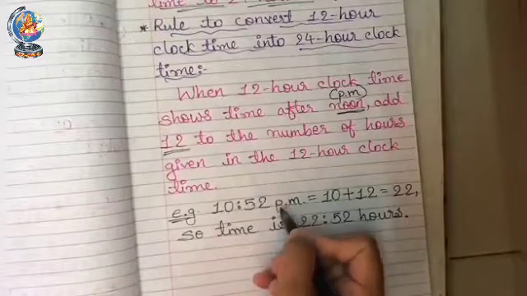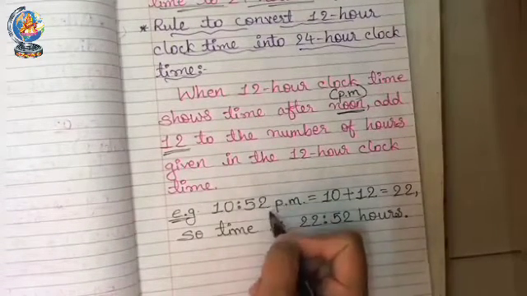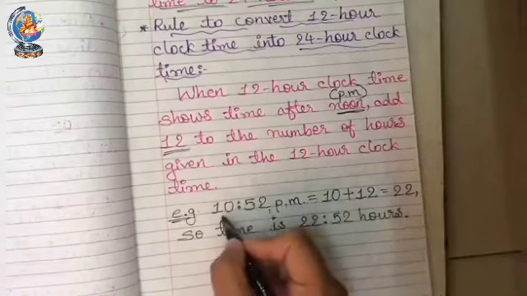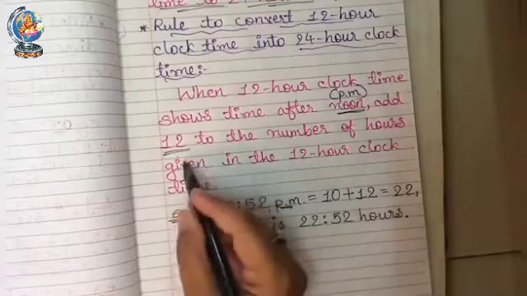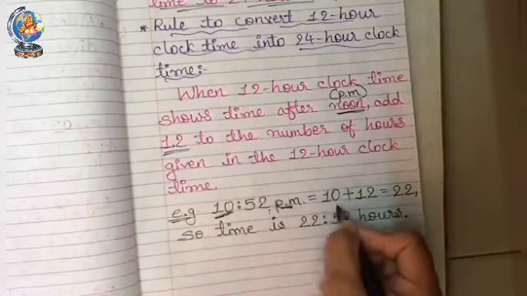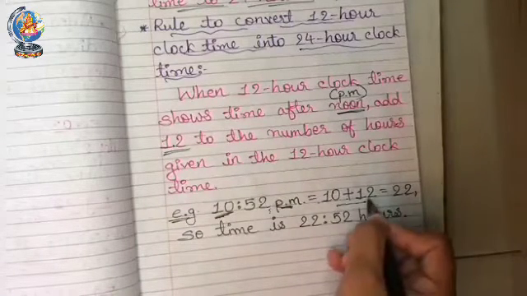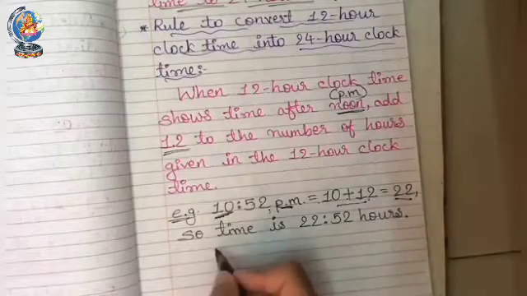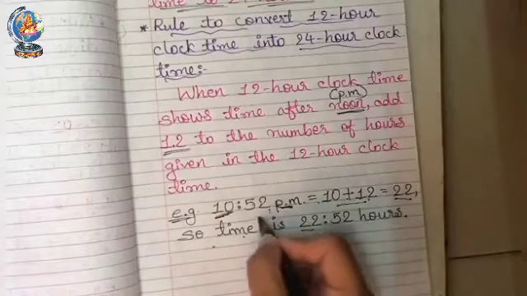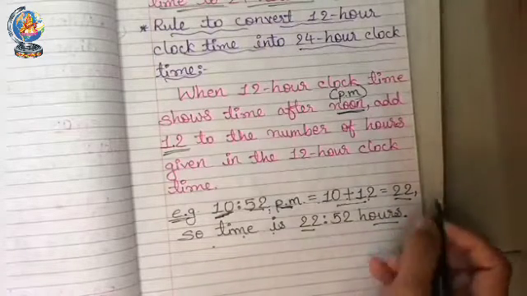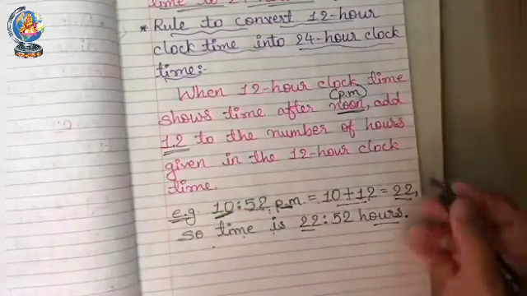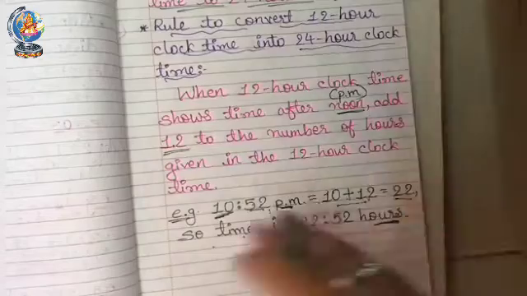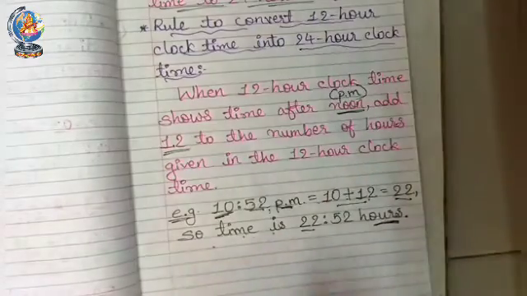You can see the example I have written here: 10:52 PM. PM means it's night time. So with this 10, I am going to add 12. I have written here 10 plus 12. It will be 22. So the time is 22:52 hours. Why hours? Because in the 24-hour clock time format, we write hours, not AM and PM. Okay? Let's have a few more examples regarding this.